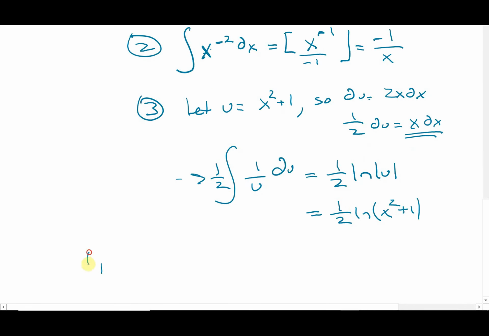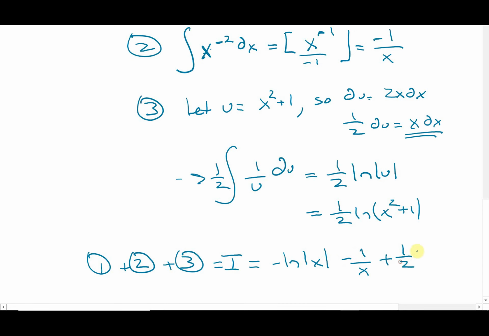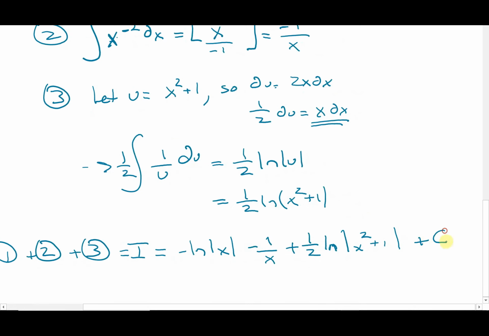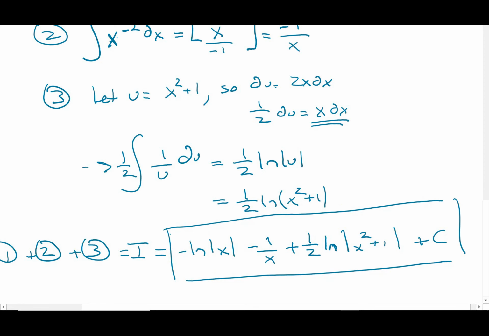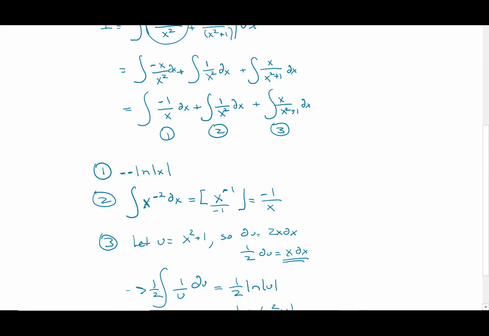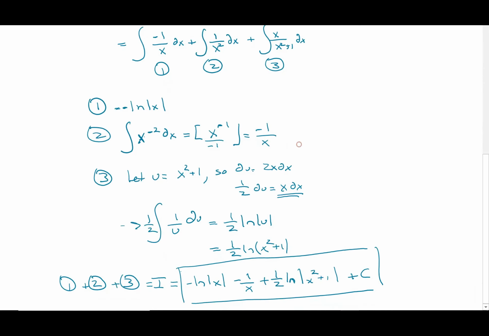Therefore, we're going to take 1 plus 2 plus 3, which equals the integral: negative ln x minus 1 over x plus 1/2 ln of x squared plus 1 plus c. So there you have it. That's how you solve this integral. And of course, it's key to break it into components so you make fewer algebraic errors. I'm just going to end at this point, and I'll see you next time.